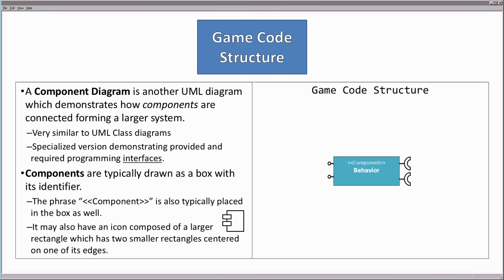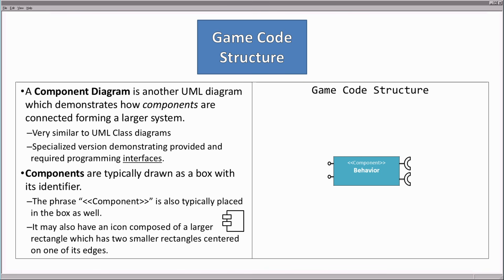In software engineering, we are aware of the Unified Modeling Language or UML diagrams which help us to design software. A component diagram is another UML diagram which demonstrates how components are connected, forming a larger system. It is very similar to a UML class diagram. It is a specialized version demonstrating provided and required programming interfaces.